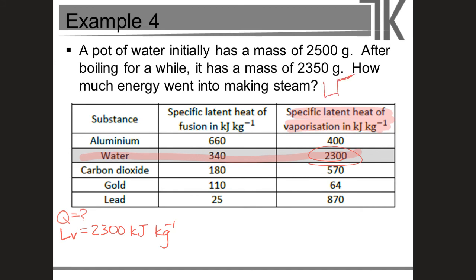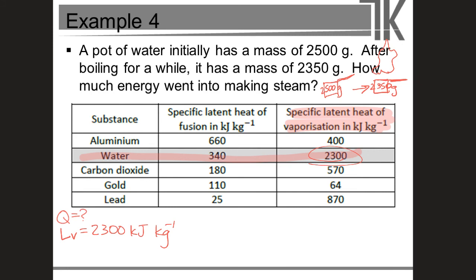But it's given us two masses, and it's always a good idea to draw out the situation if you're having difficulties with what's happening. So initially we've got 2,500 grams of water in there, and then after some time that pot of water has just got 2,350 grams of water in it. So where'd that extra go? Well, that is the mass of the steam, and that's the mass that we're interested in, because we're interested in how much energy it took to make the steam.